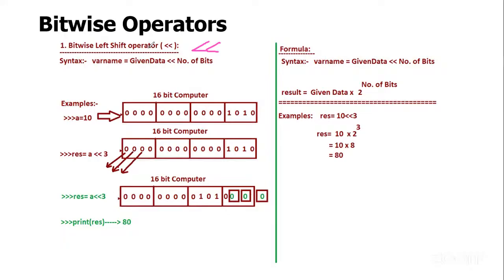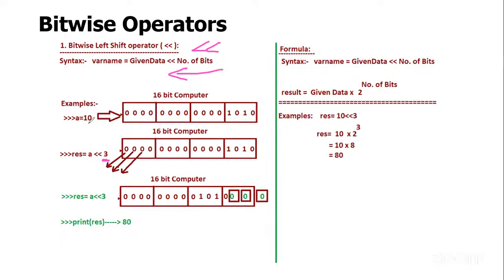Okay, we have right side and left side. So towards the left side, the bits will be shifted depending on the number of places we fix. Okay, here is a small example. I'll explain how the bitwise left shift operator works.